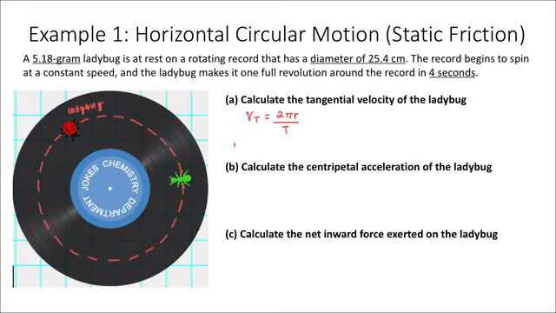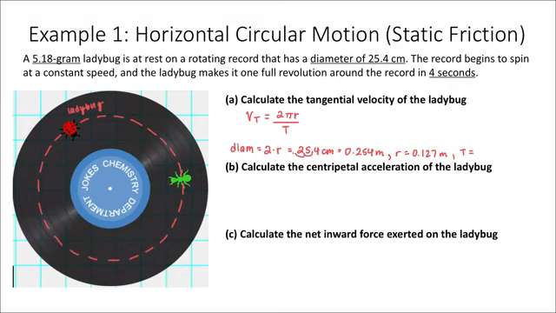So I know that the diameter, which is equal to 2 times the radius, is equal to 25.4 centimeters, which I'll convert to meters immediately. That is 0.254 meters, right? Divided by 100, move that decimal place over 2 to the left. So if that's my diameter, my radius must be 1/2 of that. So my radius will be 1/2 of 0.254, which will be 0.127 meters.